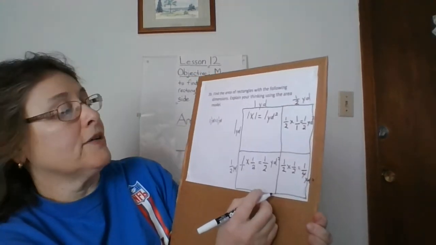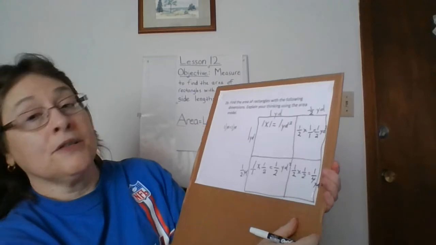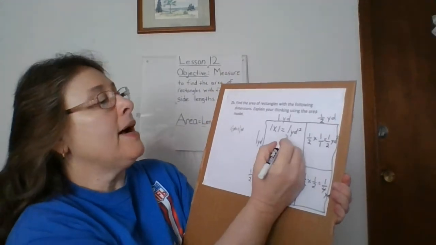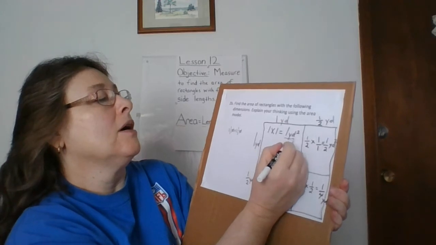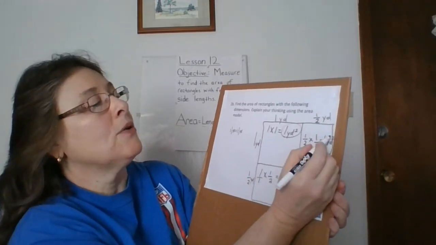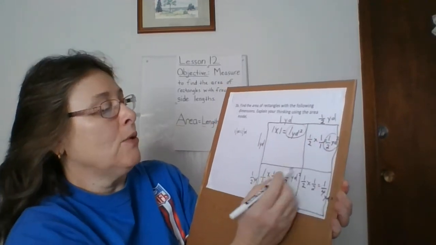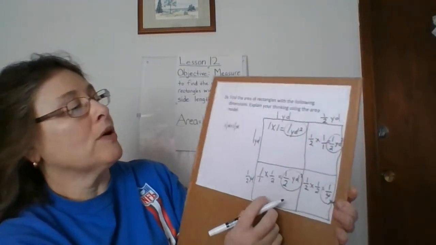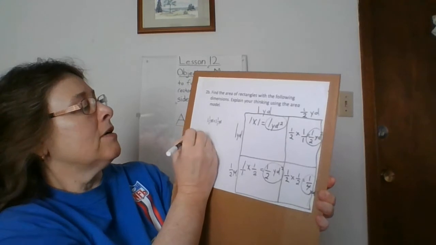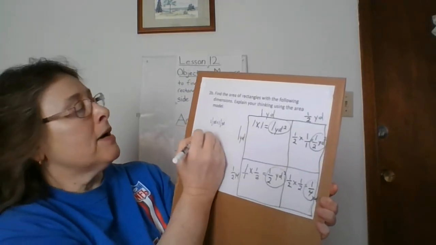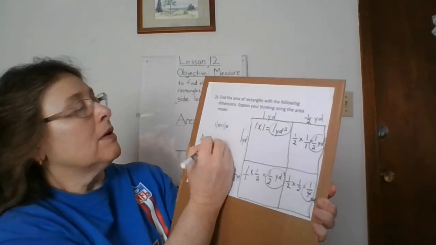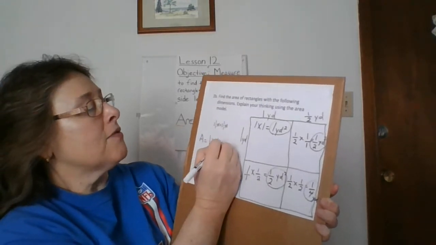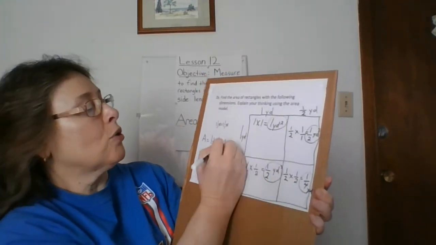1/4 of a yard squared. Now, in order to find my total area, I need to add all 4 parts, the 1, the 1/2, the 1/2, and the 1/4. So I'm going to put it over here. In order to find my area, I have to add 1 plus a half plus a half plus a quarter.